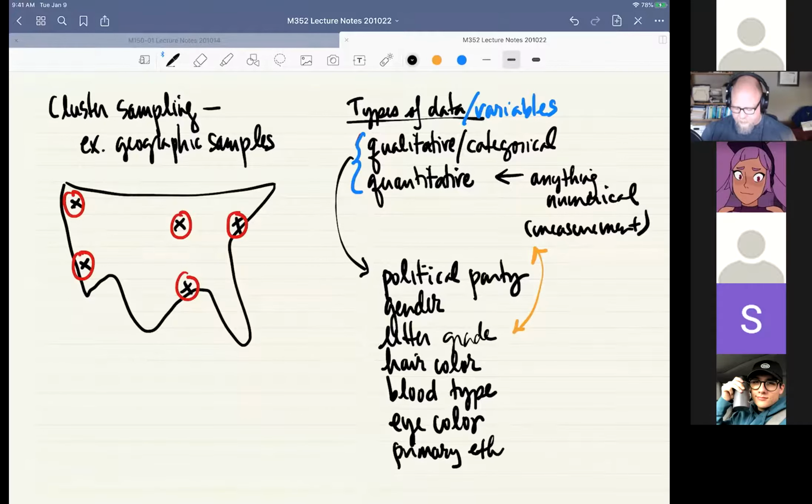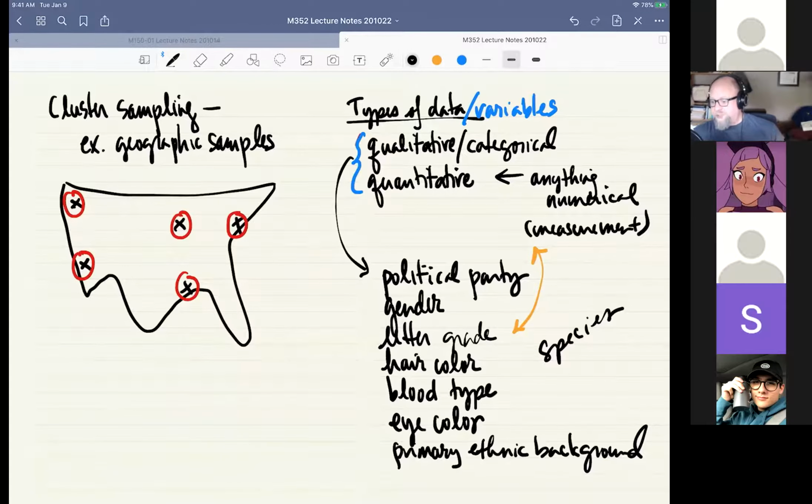Primary ethnic background. Species. If the population that we're interested in is all of the mammals that live in the Los Padres wilderness, for example, you find a mammal and you ask what its species is, and that becomes one of your variables.